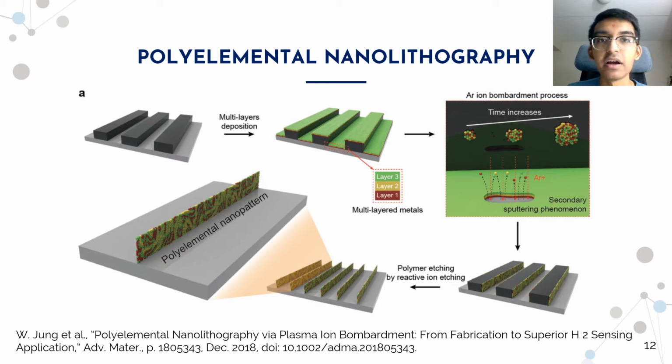After this step of depositing onto the sidewalls, the polystyrene pre-pattern was removed by RIE, and they were left with extremely thin 10 nanometer polyelemental nanostructures, as you can see here. In this case, the three materials they used were gold, palladium, and nickel, but this could have been done using many other combinations of materials.